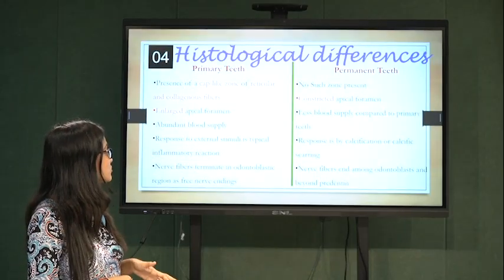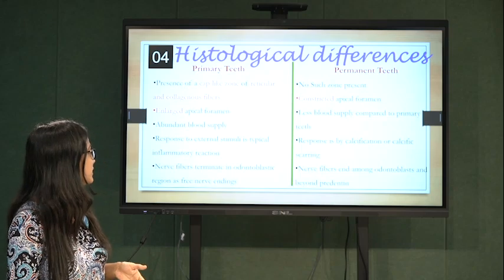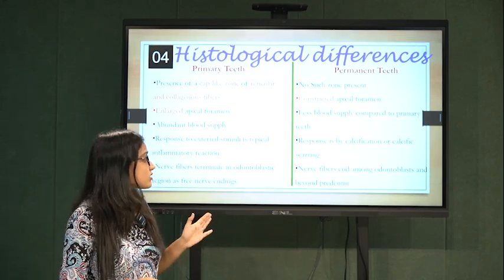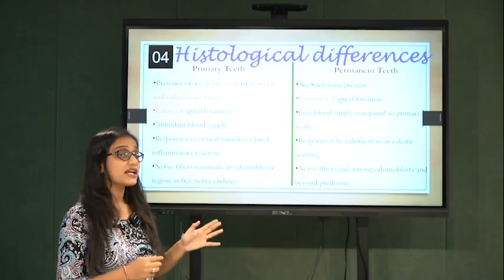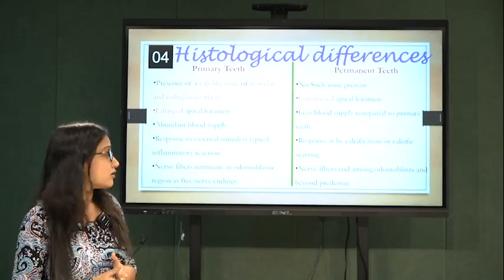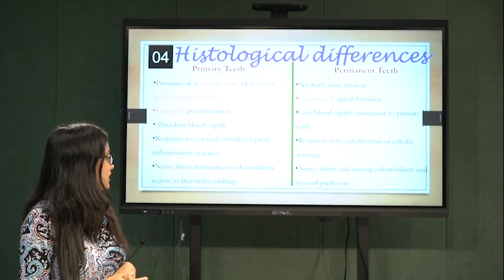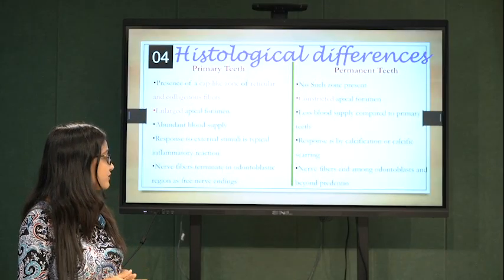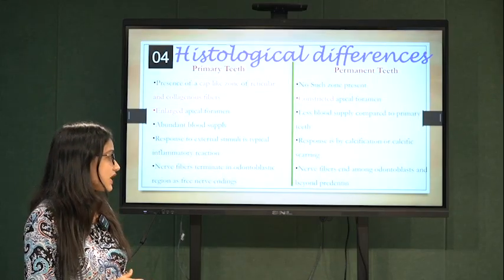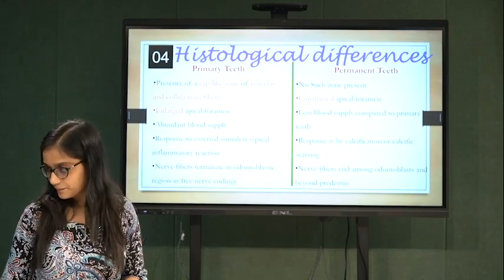Here, the response to external stimuli is a typical inflammatory reaction in primary teeth, whereas in permanent teeth, the response is by calcification or calcific scarring. In the primary teeth, nerve fibers terminate in the odontoblastic region as free nerve endings, and in permanent teeth, nerve fibers end among odontoblasts and beyond the predentin.